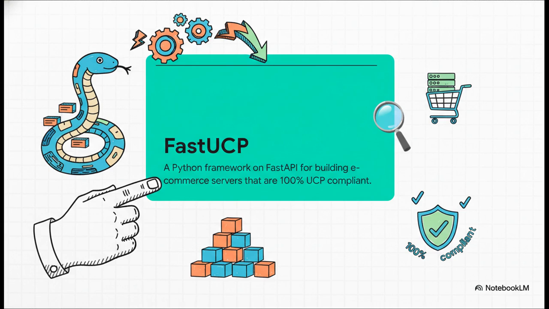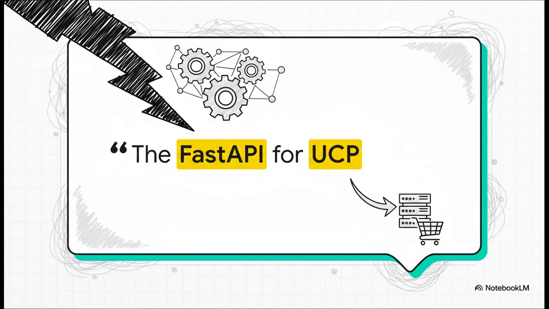It's a Python framework built right on top of the amazing FastAPI, and it has just one goal, to let you build UCP-compliant servers and do it fast. Honestly, the best way to think about it is like this. It's the FastAPI for UCP. It's a perfect analogy. Just like FastAPI takes care of all the messy complexities of web standards like OpenAPI for you, FastUCP handles all the tricky protocol details of UCP automatically.